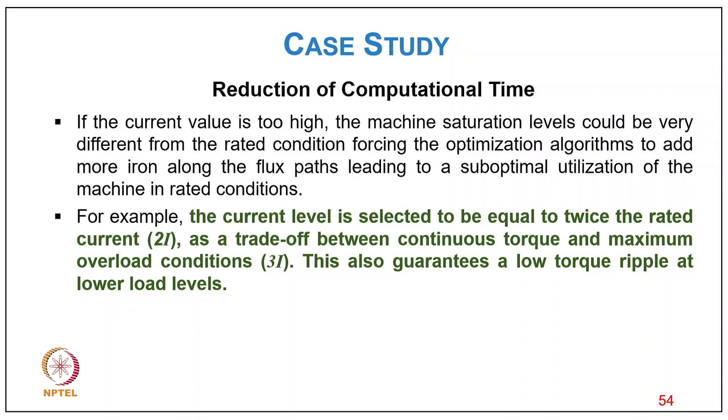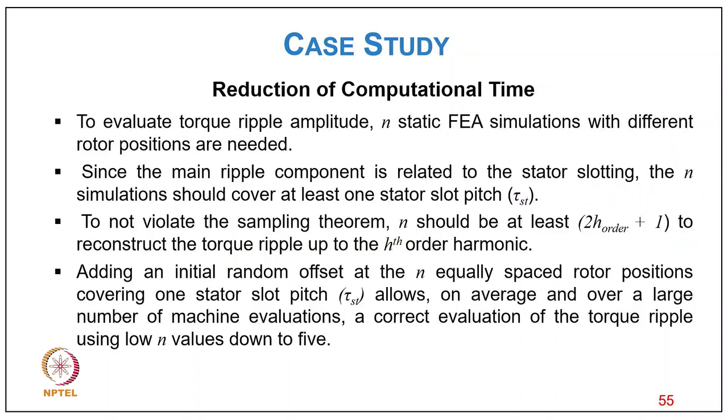So, if the current value is too large, the machine saturation level could be very different from the rated condition, forcing the optimization algorithm to add more iron along the flux path, leading to a suboptimal optimization of the machine in the rated condition. For example, the current level is selected to be equal to twice the rated current, 2I, instead of between the continuous torque and the maximum overload condition, 3I. This is also guaranteed low torque ripple at lower load levels.